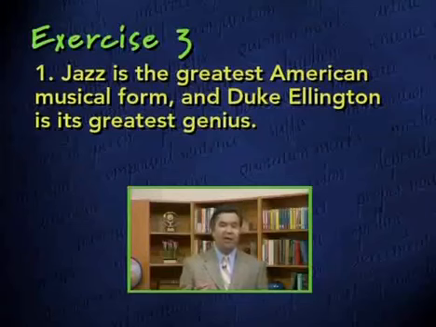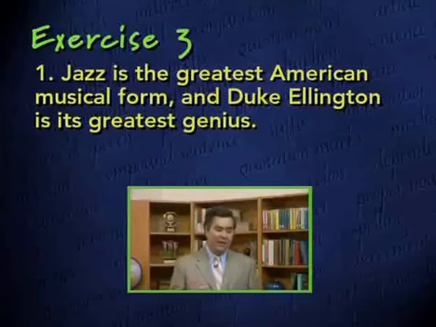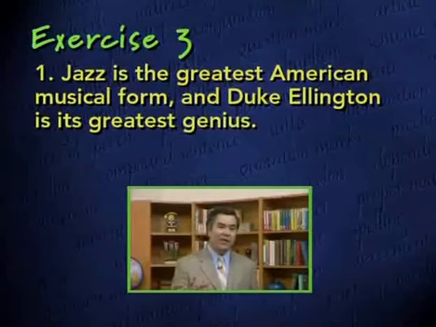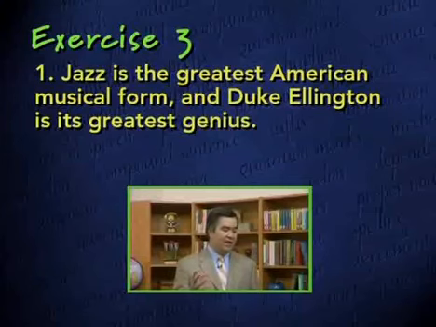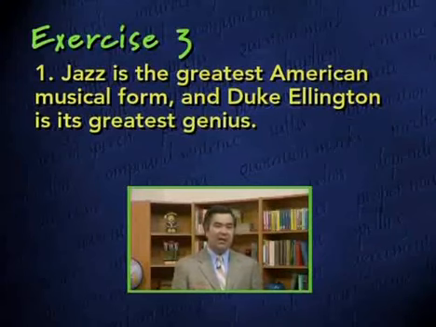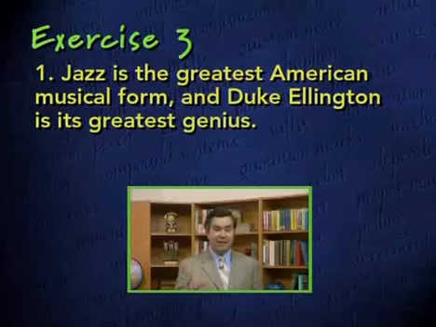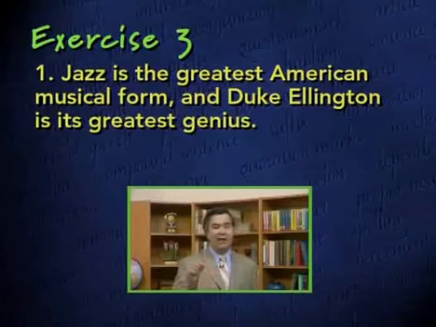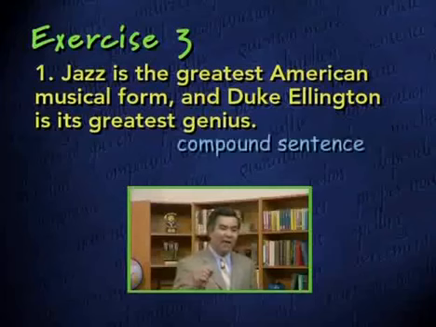Jazz is the greatest American musical form, and Duke Ellington is its greatest genius. Here we have two clauses, and both are independent clauses. Either of these could stand alone as a sentence. Jazz is the greatest American musical form. That could stand alone as a sentence. Duke Ellington is its greatest genius. That too could stand alone as an independent sentence. Therefore, we have two independent clauses which have been properly and correctly combined by using a comma and the word "and." Therefore, we have a compound sentence in this case.